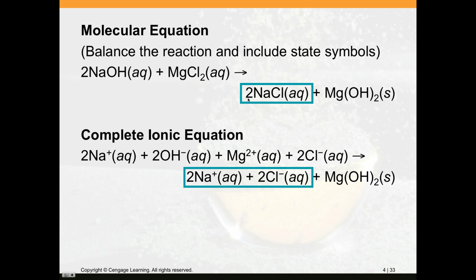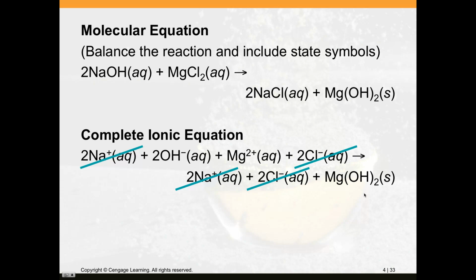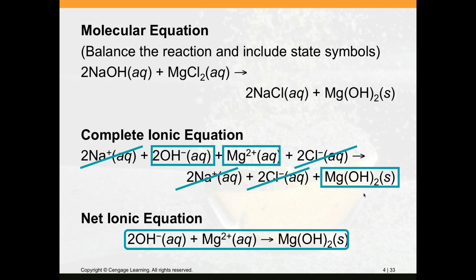On the product side, we have 2 sodium chloride units, which break up into 2 sodium ions and 2 chloride ions. And we have 1 magnesium hydroxide unit, which is solid. It is not broken up because it is not dissolved in water. All right, so we've got all the ions written, so now we have to cross out anything that occurs on both sides of the equation. And what you're left with are the species that will represent the net ionic equation. 2 hydroxide ions, aqueous, plus 1 magnesium ion, aqueous, produces 1 unit of magnesium hydroxide, solid precipitate.